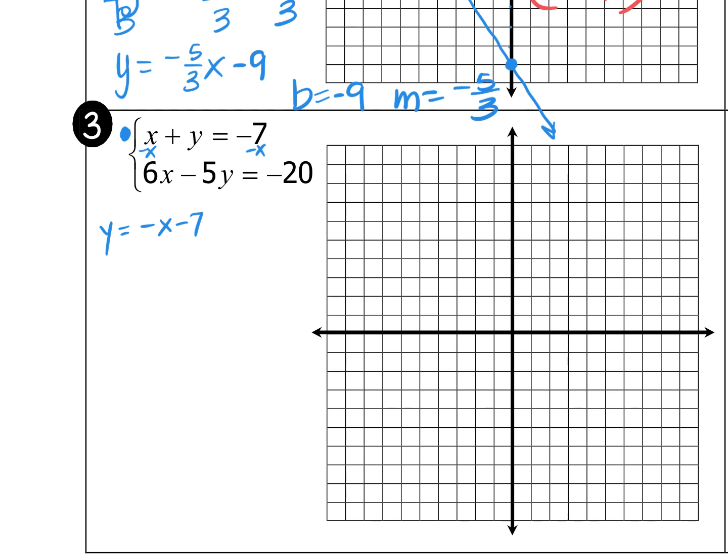What is our y-intercept? -7. And what's our slope? Negative 1 over 1. So I'm at negative 7. So my negative 1 slope means I go down 1, right 1, and up and left. So it's a negative sloping line, so you should look at it, it goes down from left to right.